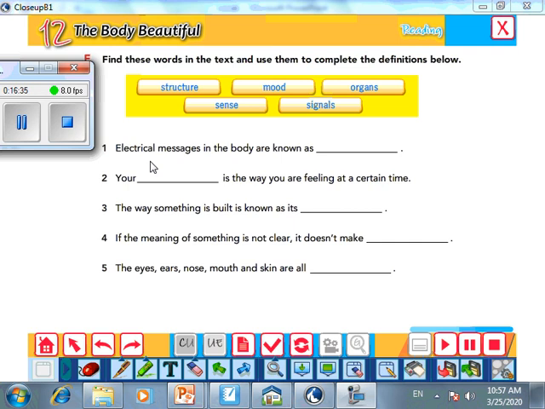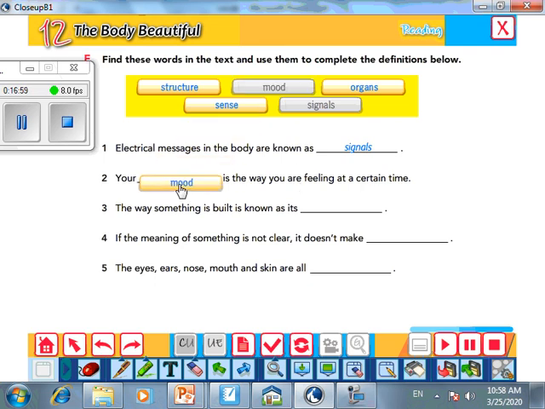Number 1. Electrical messages in the body are known as blank. Yes, great. Signals. So signals are electrical messages in our body. Number 2. Your blank is the way you are feeling at a certain time. Yes, great. Your mood is the way that you are feeling at a certain time. So now you are in a bad mood. After a while, you are in a good mood. So your mood changes according to the time.